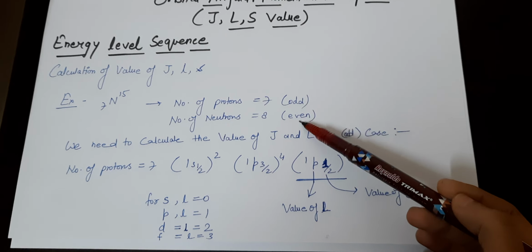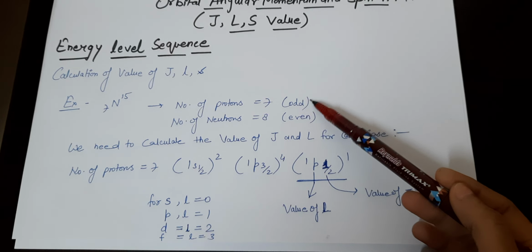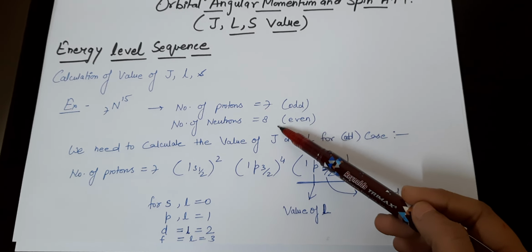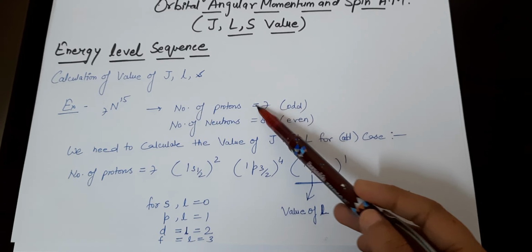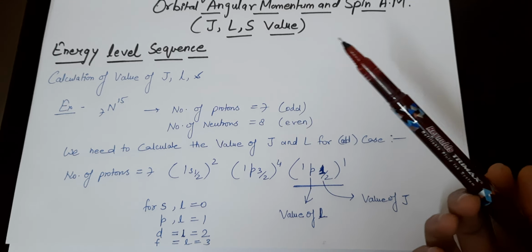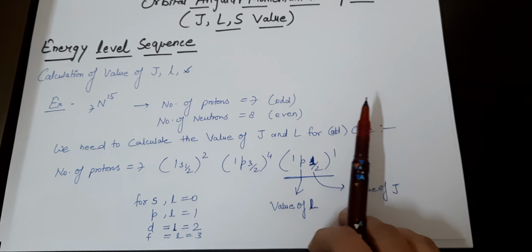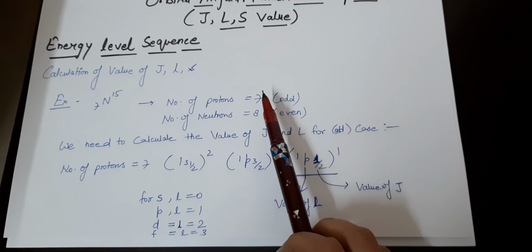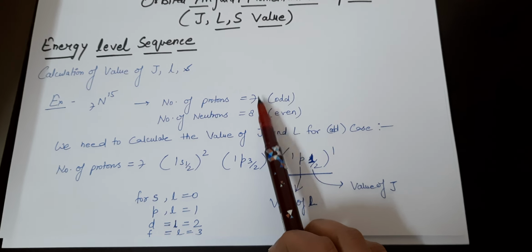So which one is odd here? The protons are odd here. So we don't need to consider this. We have to consider that part which contains an odd number of nucleons. So we have to calculate the value of J and L for this one.